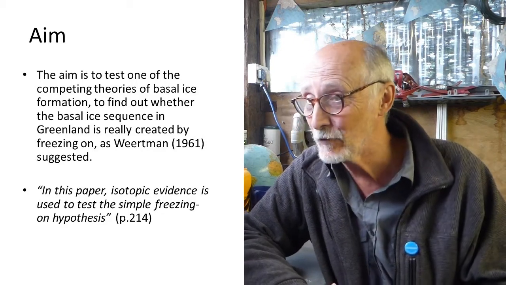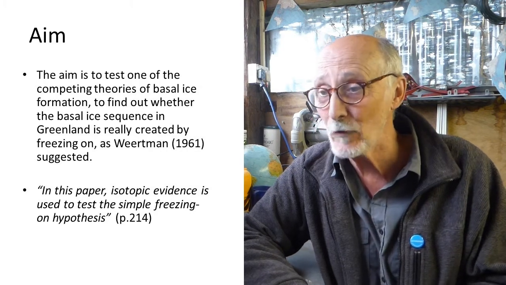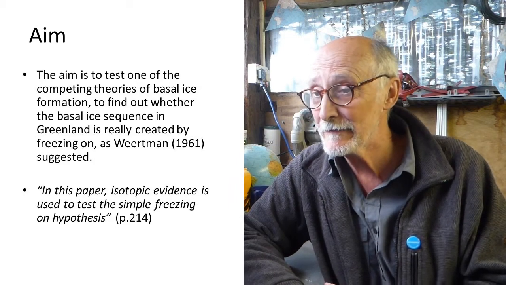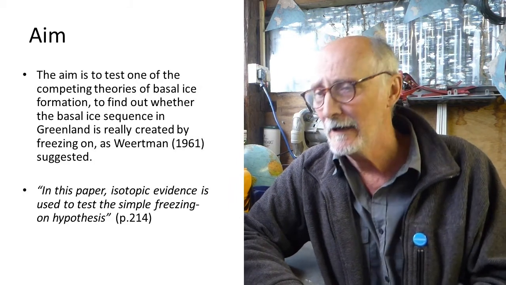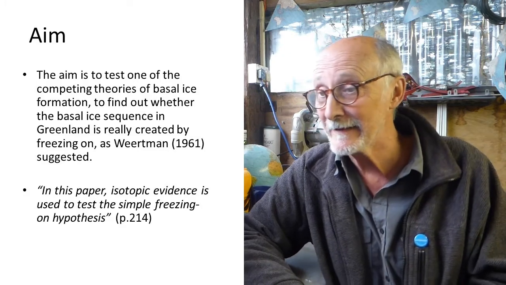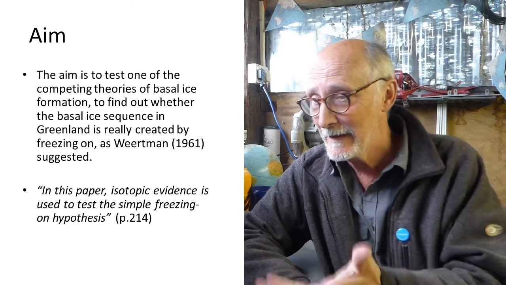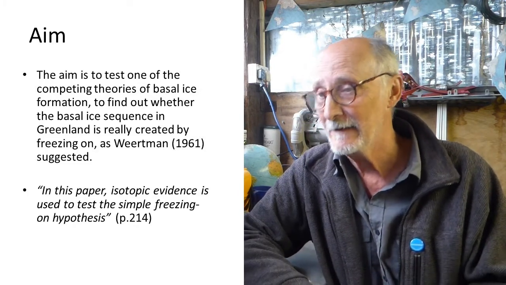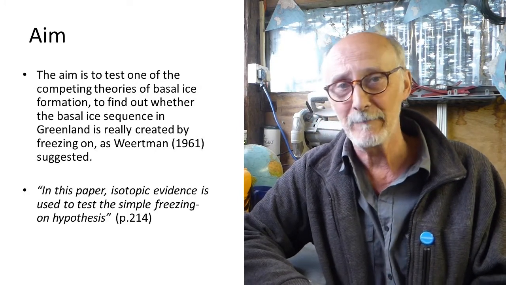Our aim is to test one of the competing theories of base ice formation. Here we just pick one of the existing theories, to find out whether the base ice sequence in Greenland is really created by this process called freezing on, which a paper by Weertman in 1961 had suggested. So that's what we're trying to do, and we said that very straightforwardly in the paper: isotopic evidence is used to test this simple freezing on hypothesis.